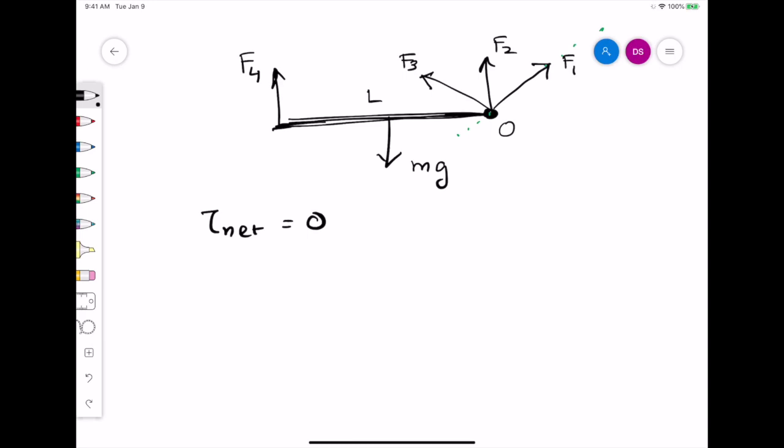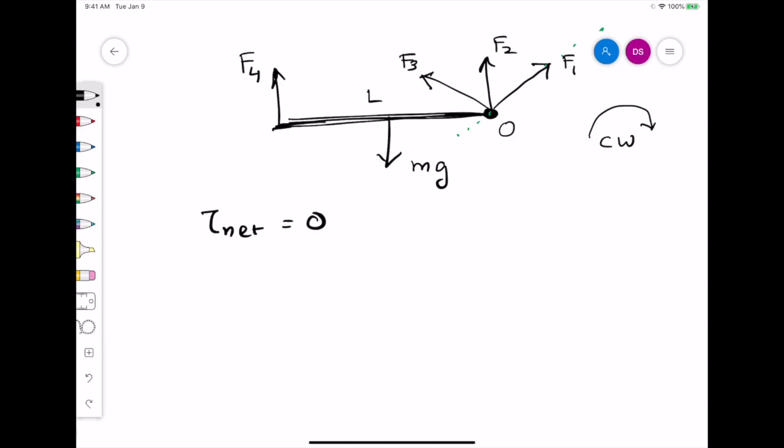So what is our net torque equation then? We don't get any contribution from F1, F2, F3. Those forces don't have any torque about O. mg would have a torque. F4 would also have a torque. So before we write down our equation, we also need to come up with a sign convention. You can choose any sign convention you like. You can choose clockwise is positive if you like. Doesn't matter. So now let's ask ourselves, what is the direction of the torque exerted by F4?